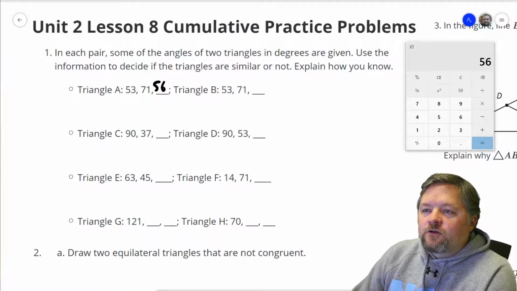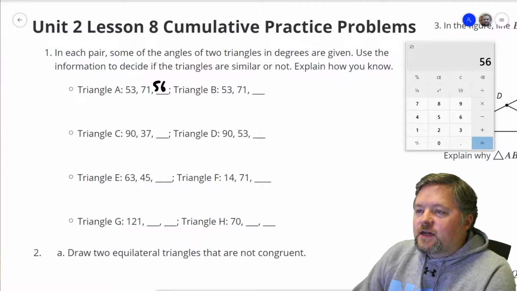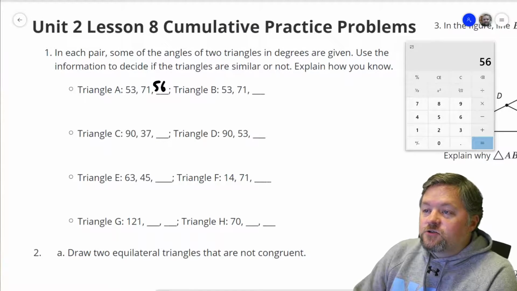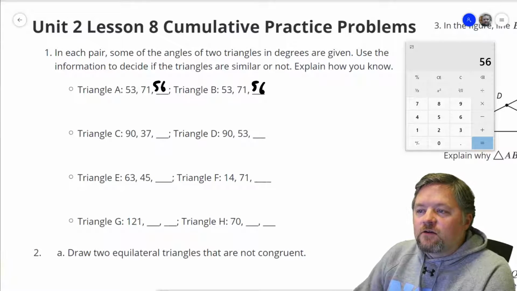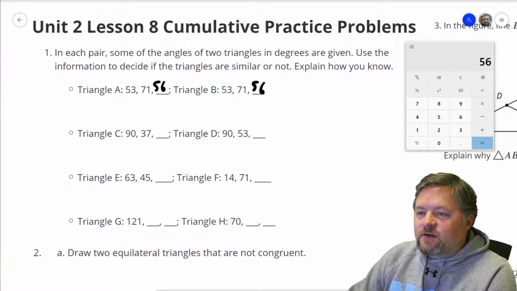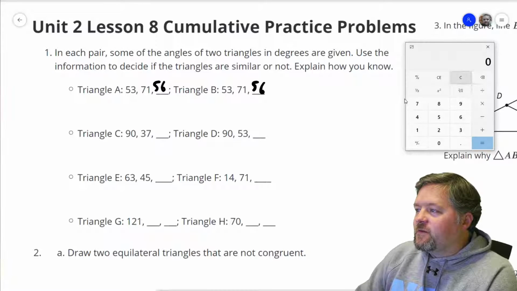Now, triangle B, we know, has an angle of 53 and an angle of 71, which means this one must also have a 56 degree third angle, which means those two triangles have to be similar to each other. Okay, next we have a 90 and a 37 and something else. What's that something else have to be?